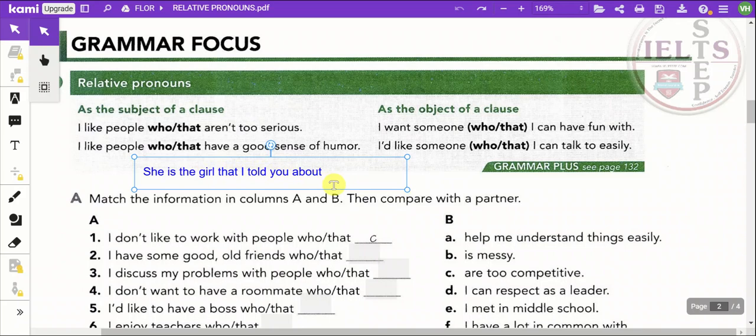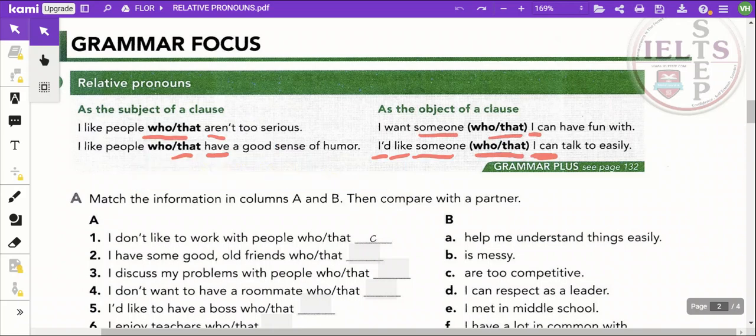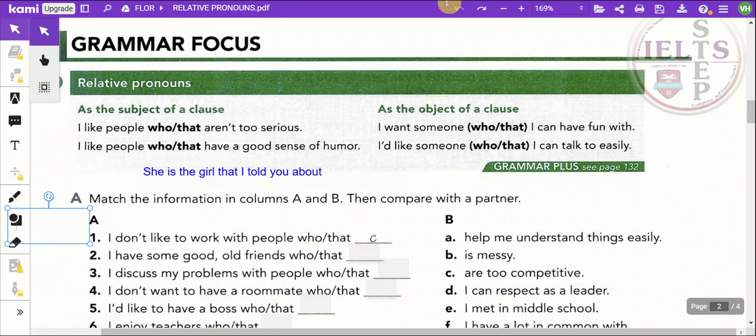Tenemos the girl that I told you about. Prácticamente nos sirve como un conector de las dos oraciones. She is the girl that I told you about. Entonces, o sea, ella es la chica de la que yo te hablé. ¿Sale? Entonces podemos usarlo antes de un sujeto. En este caso, I, that I told you about. She is the girl that I told you about.